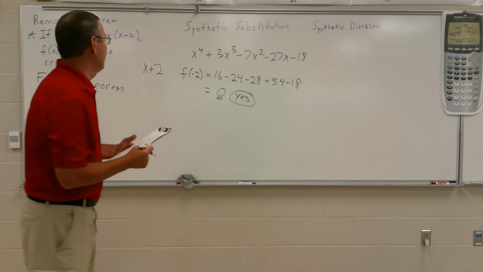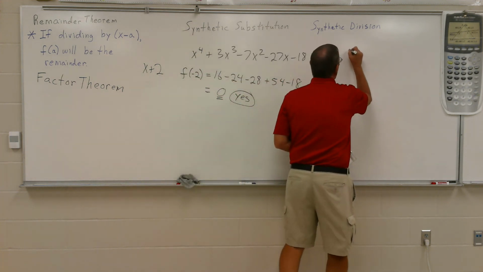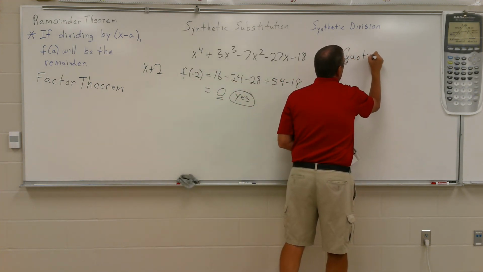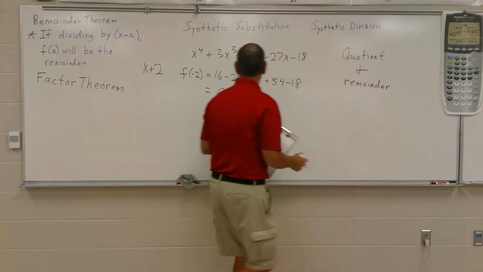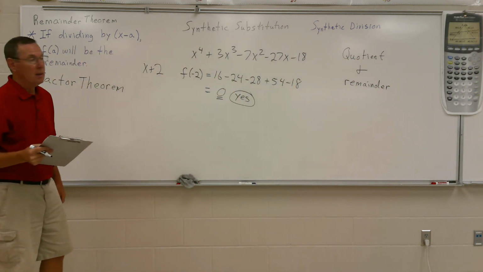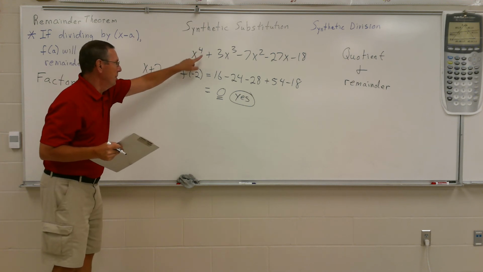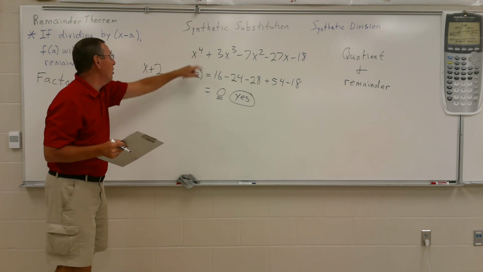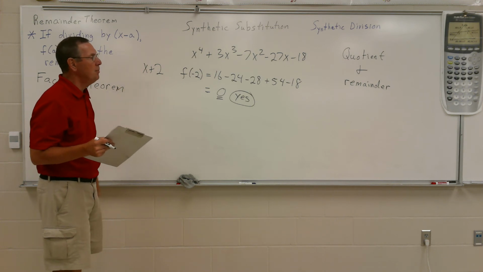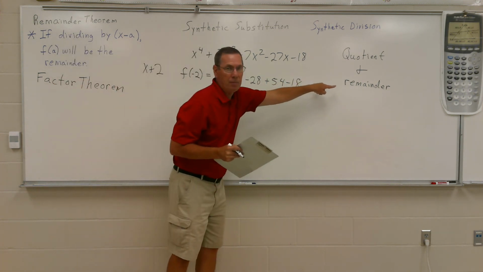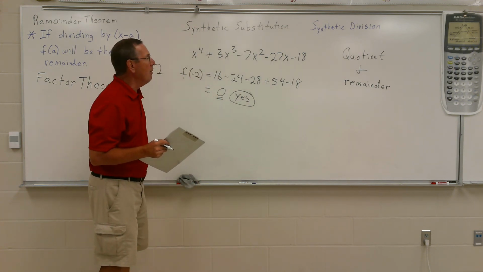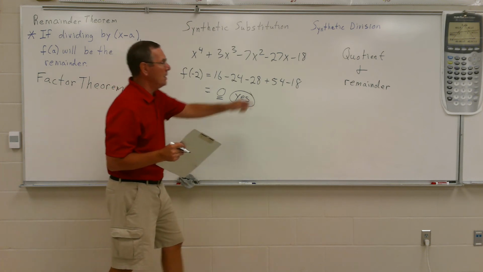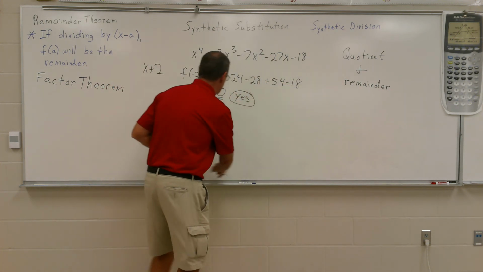Okay, next problem. I'm going to say find the quotient and the remainder. Okay, find the quotient and the remainder. Okay, when I'm dividing this quartic, because it's the 4th power, quartic polynomial by x plus 2. Okay, now I want more than the remainder. This remainder theorem just gives me the remainder. That's all. Okay, so now we have to go back to synthetic division on this problem. If we ask for the quotient and the remainder, back to synthetic division.